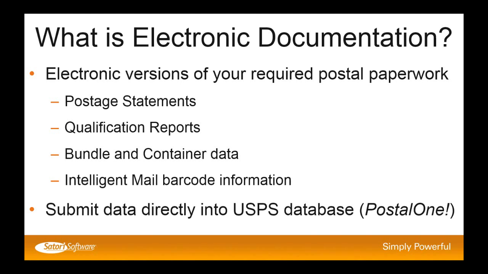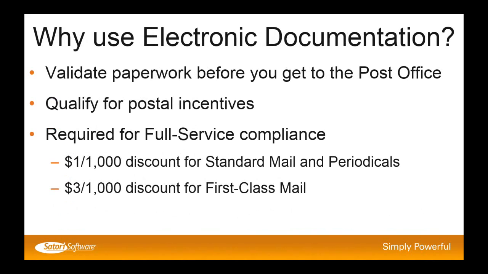So there are a lot of reasons why you would want to use electronic documentation today, and probably the most popular is to be able to be eligible for the full service discount. Full service discounts are a good way for you to get a little bit of an extra bump in your discount from the post office by preparing your mailing using electronic documentation and unique barcodes. You can get $1 per thousand for standard mail and periodicals, and you can get a $3 per thousand discount for first class mail. In addition, the post office is also requiring electronic documentation for quite a few of the additional promotions and incentive programs that they have running.